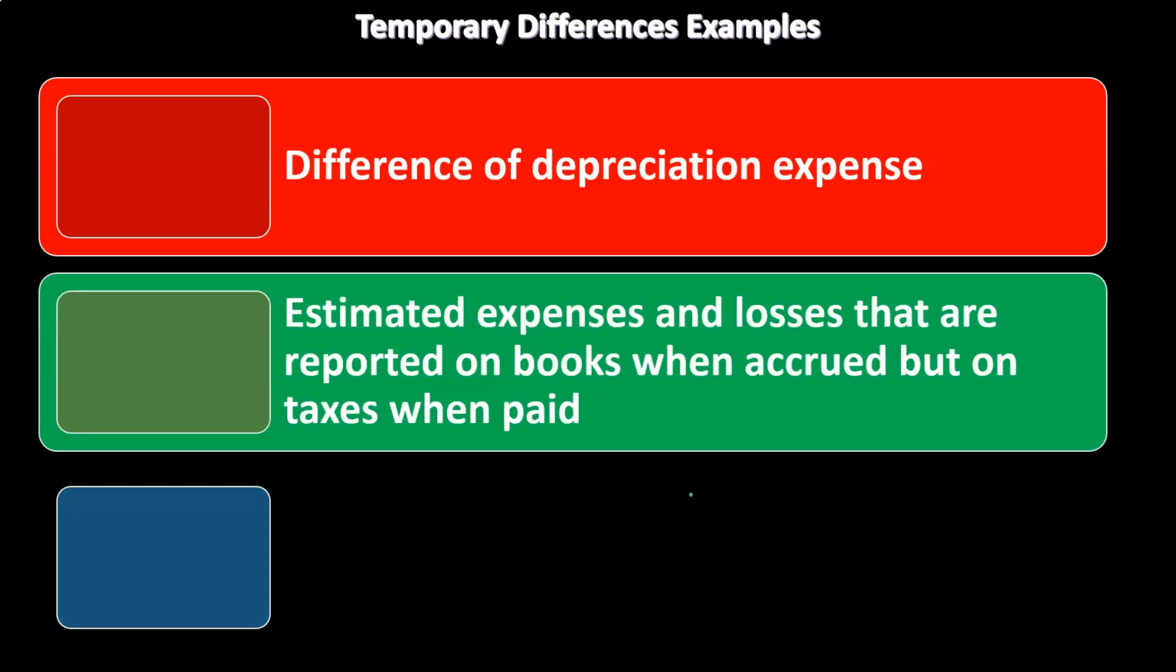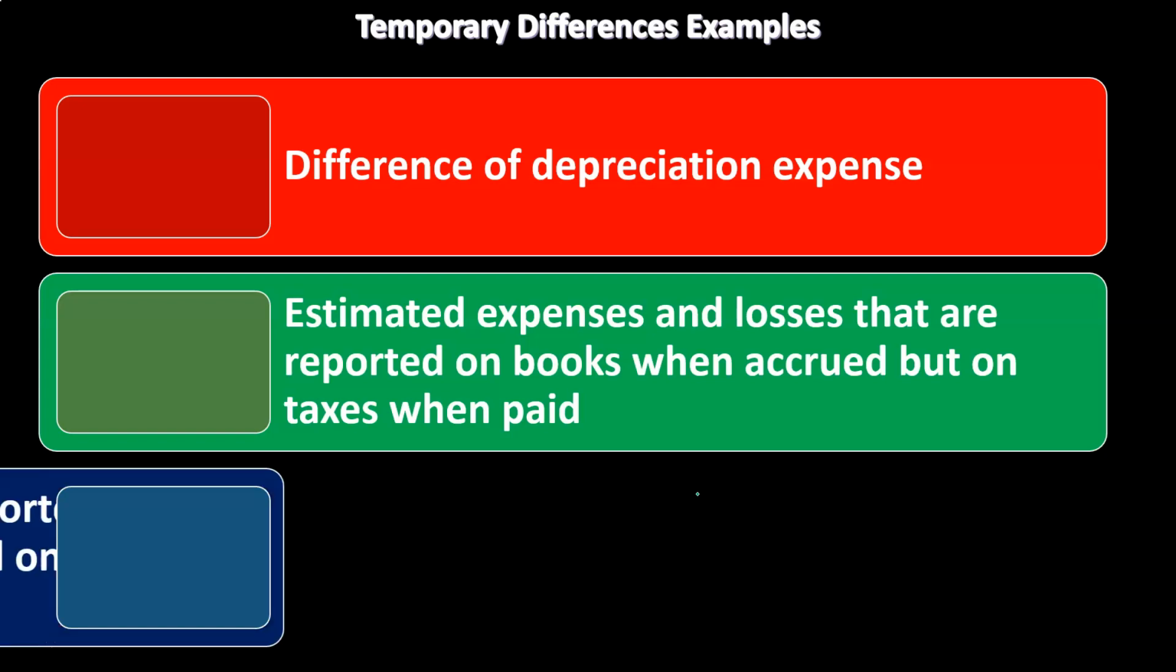Estimated expenses and losses that are reported on books when accrued, but on taxes when paid. So you might have some expenses or losses on the books that we accrued in accordance with the accrual principle, the matching principle, the expense recognition principle. But the IRS is saying you can't deduct that until you actually pay it, because you could see why the IRS would be a little skeptical on some things. So they might want to see a cash payment for certain things. Well, that's just a timing difference as to when we record the expense, when we think the accrual should be on there, or when the actual amount was paid.